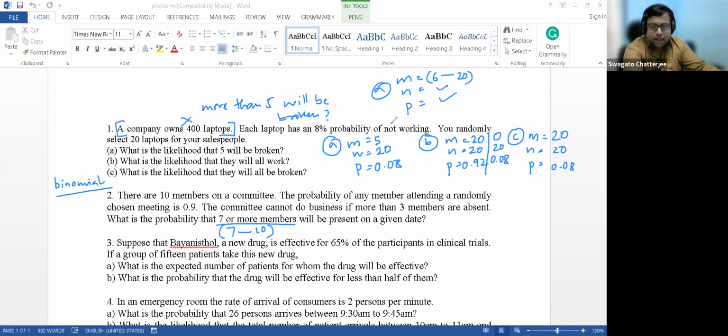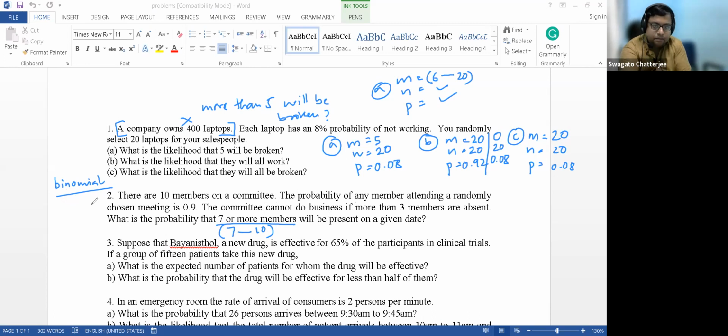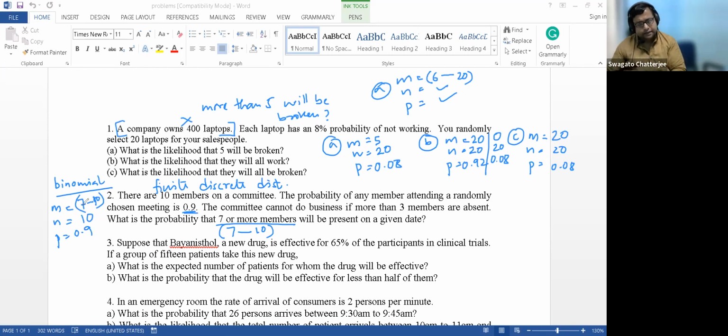So there's no difference between question number 2 and question number 1. Why are you saying it is Poisson? Both are binomial. And the way to define binomial is that up to 10, there is an upper limit. It is a finite discrete distribution. So it's binomial. Binomial means M, N, and P are there. I already told you 7 or more means 7 to 10. And N is 10. P is the probability of being present, which is 0.9. And I can calculate it accordingly. Fair enough.